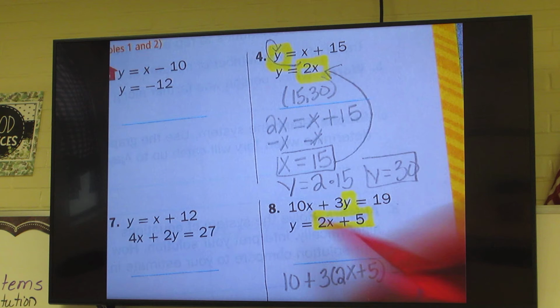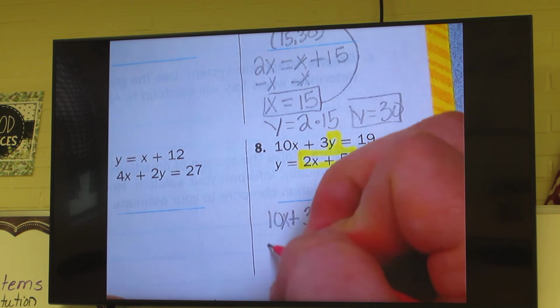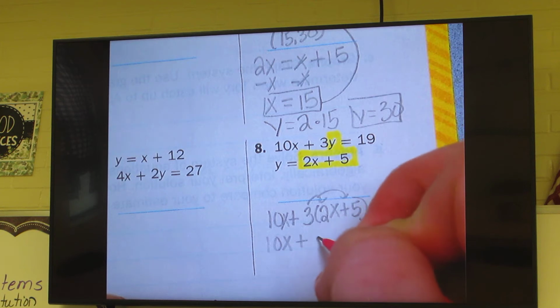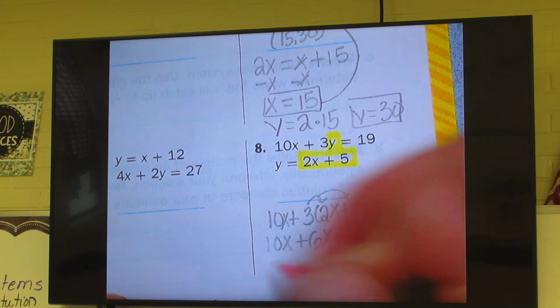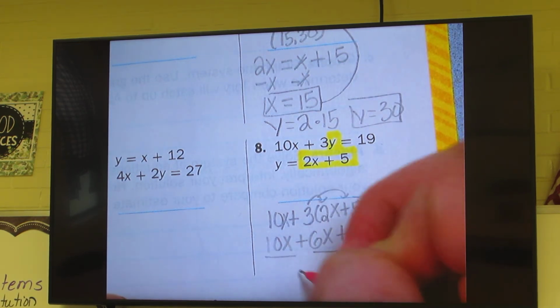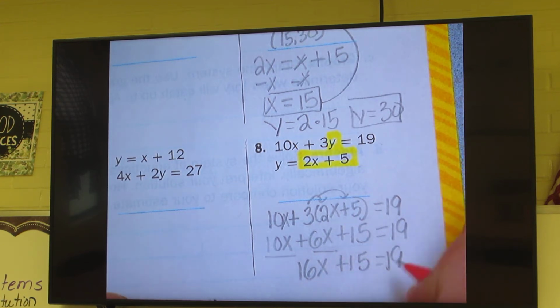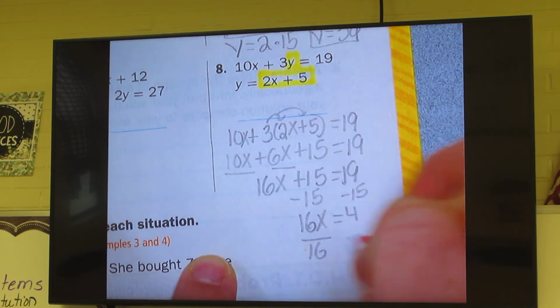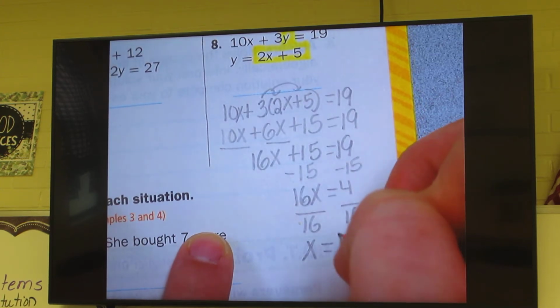Now I have all x's, oh that's a 10x. Now I have all x's so I can solve, okay? So I keep my 10x, I distribute my 3 into both terms and get 6x plus 15 equals 19. Combine my x terms, 10 and 6 make 16x plus 15 equals 19. Minus my 15, so 16x equals 4. Divide by my 16, just solving an equation here, and 4 divided by 16 is 1/4.